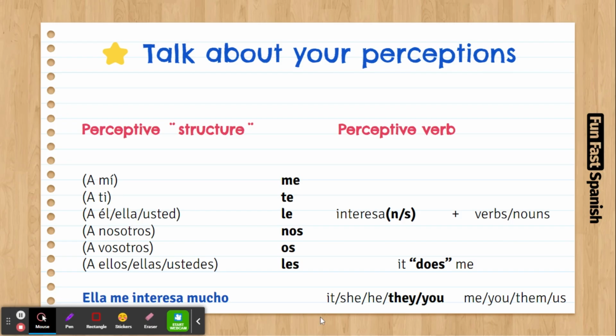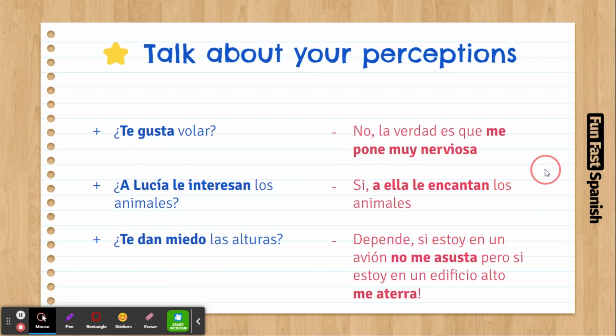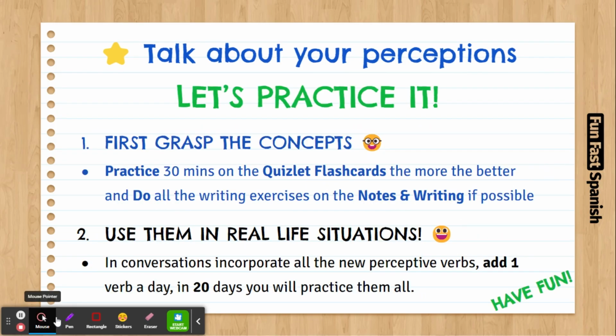And if you want to study this, of course, do that and do your flashcards as always. And in real life situations, there are so many situations where you can learn and practice this. There is no specific one. So the recommendation is to just add one verb a day. In 20 days, you will cover them all. So that way you can practice all of these 20 verbs that we had before in the previous slide.